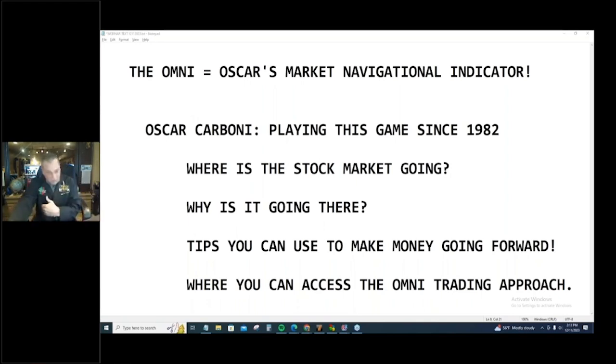So grab a pen and a notepad or a digital one. You might want to write some notes. And then, of course, I'll show you how to access my Omni trading. But this is about where the markets are going, why they're going there, and simplicity.